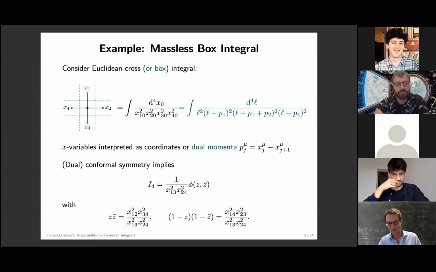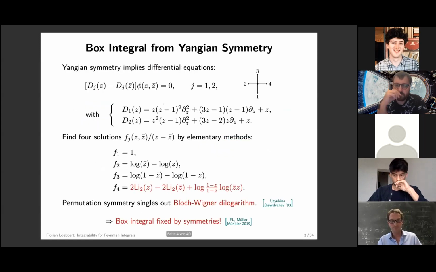Using this dual conformal symmetry, I get dependence on the variables z and z bar, these conformal variables, which is already a big simplification as opposed to the generic dependence on the spacetime vectors. What I want to discuss in this talk is that this graph and similar Feynman integrals have an additional Yangian symmetry, which can be phrased in terms of these differential equations. This conformal function phi is annihilated by these differential operators. j can take two values, 1 and 2, and the operators are written down here.